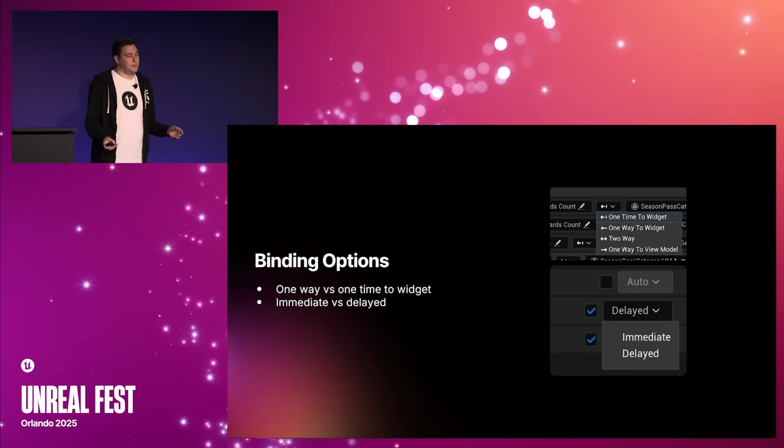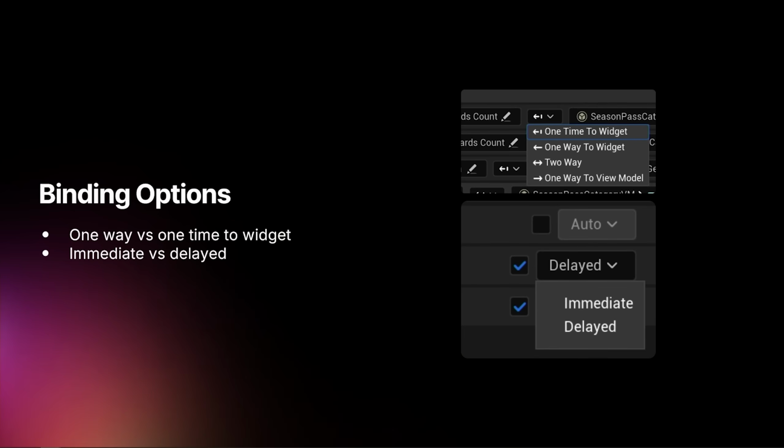Two-way and one-way to Viewmodel are rarely used on Fortnite, but an example would be text entry or checkboxes where the user is setting a value on the view, the widget, and we need to send that value back to the VM.